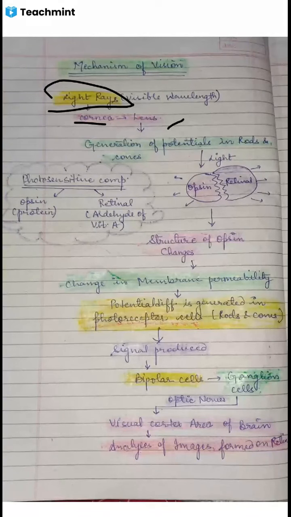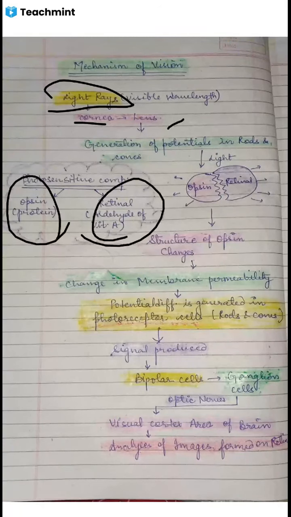Because of this, the opsin and the retinal will dissociate because of the light. What are opsin and retinal? Actually, they are the photosensitive components, meaning they are affected by light. In our eye there are mainly two photosensitive components. One is your opsin, which is a protein, and the other one is your retinal, which is an aldehyde of vitamin A. So because of the light there is a generation of potential in the rods, and the opsin and the retinal both dissociate.